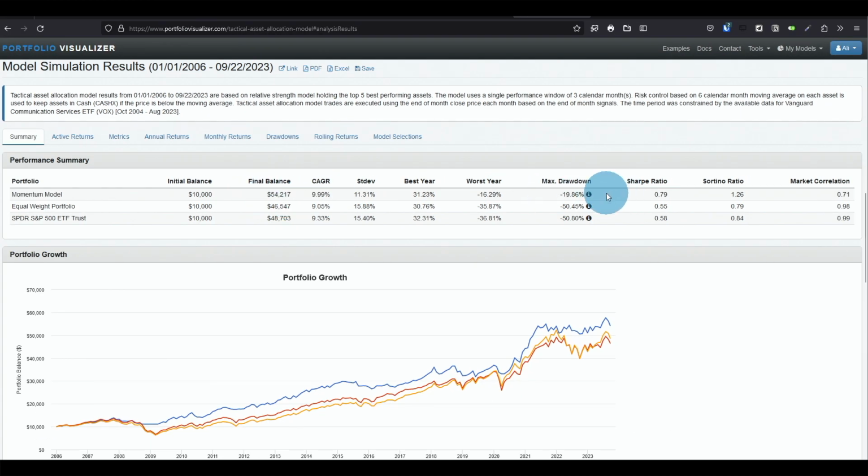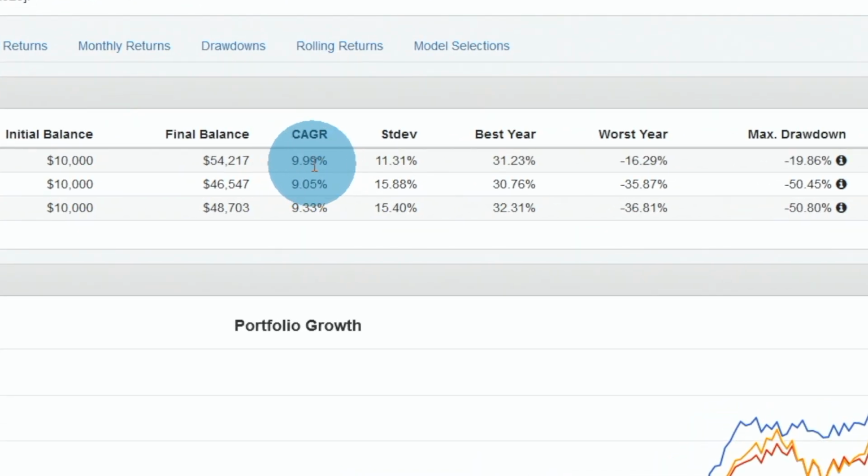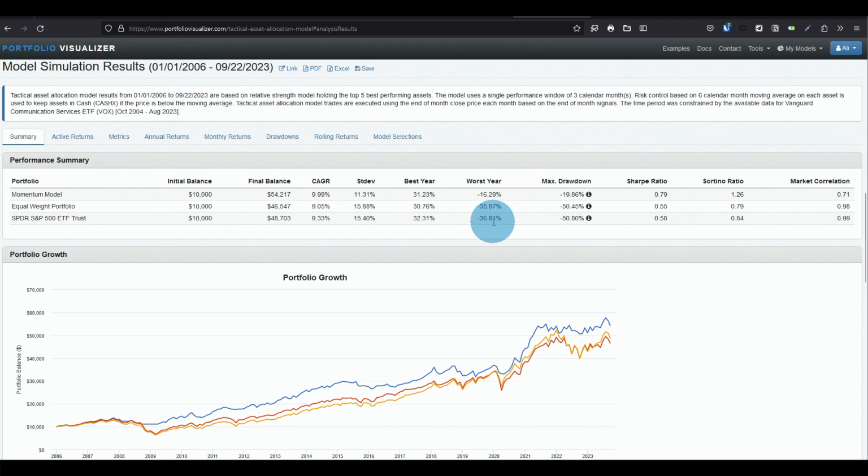But this is our portfolio. We are making slightly more money, 9.9%. But the amazing part is this. The maximum drawdown is about 20%. So instead of 50, we're about 20. The worst year is 16.29 instead of 36. So even though we are slightly ahead in terms of money, this is huge because we are less than half the drawdown. That means we enhance our drawdown by more than 100%.